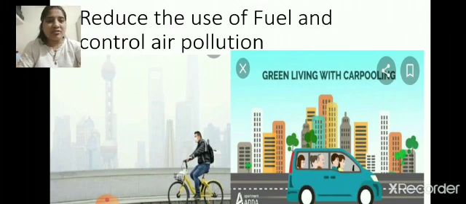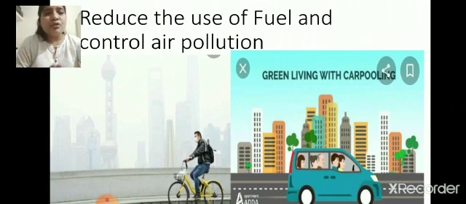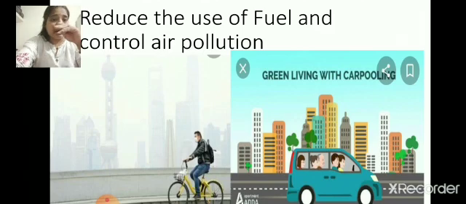Yes, children, nowadays in metro cities, if you see, people are going from one place to another for their workplace. Every day their schedule is that at 9 o'clock they are standing at the bus stand, or if they have their own vehicle, they are going to the same place. So at that time, if you are using carpooling, then what happens, children? There will be less air pollution, because instead of four vehicles, you are going in one vehicle only. So in metro cities, people are using carpooling. Is it clear to everyone?